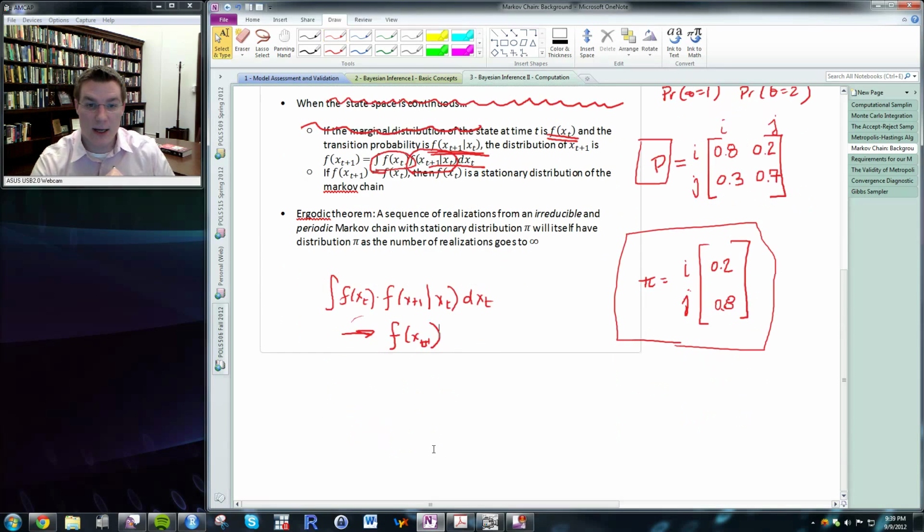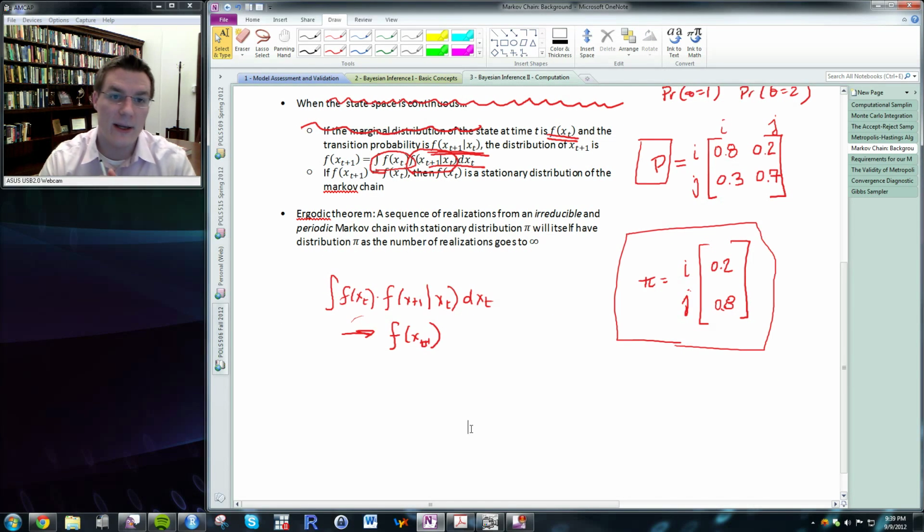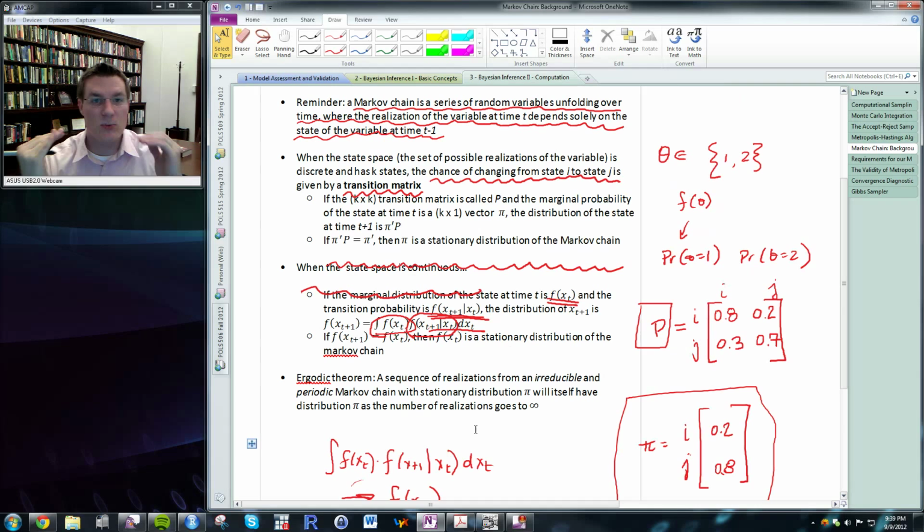Now the next hurdle to jump over is, okay, we know what a Markov chain is, we know that there's this thing called a stationary distribution, and we want the stationary distribution to be our target density. How can we ensure that that happens? Well, it's actually fairly easy to make sure that happens, at least for the Metropolis Hastings algorithm. So let's see how that works.